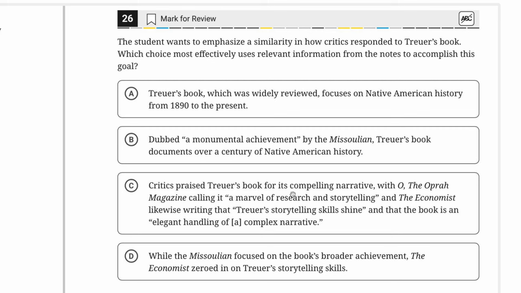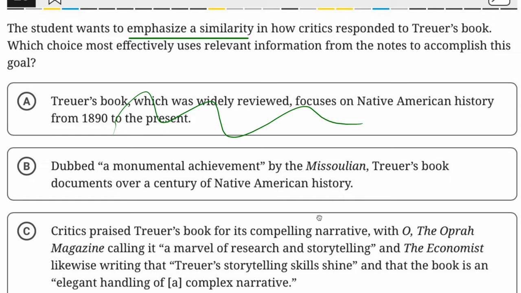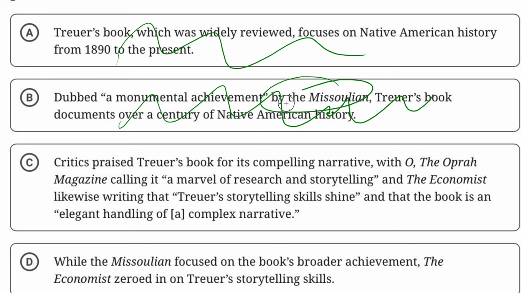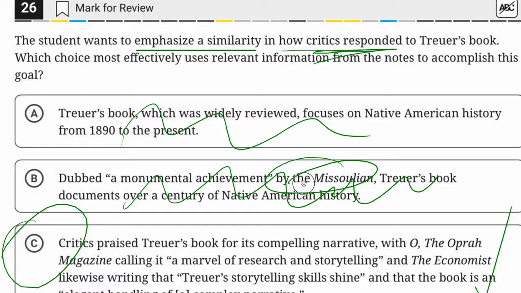Okay, emphasize a similarity. And what is the similarity in how critics responded? Okay, we need that part too. Well, that's only one critic or one publication. How about that? They praised it for its compelling narrative, and then the Oprah magazine calling it this, and the Economist saying that, but both of them are focusing on the same aspect of it in terms of their praise. And then D is giving a contrast. See? We don't want a contrast, we want a similarity, so we want C.